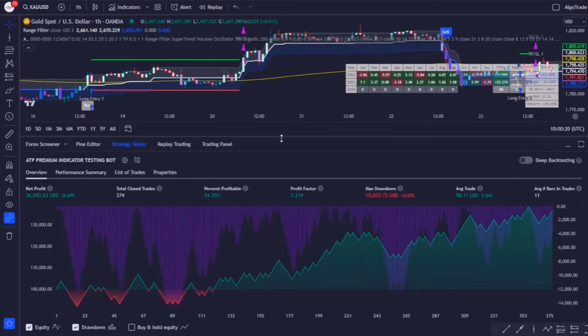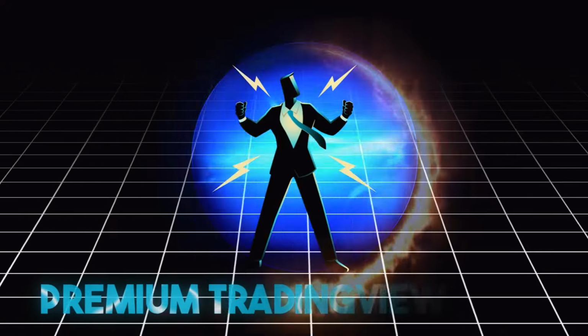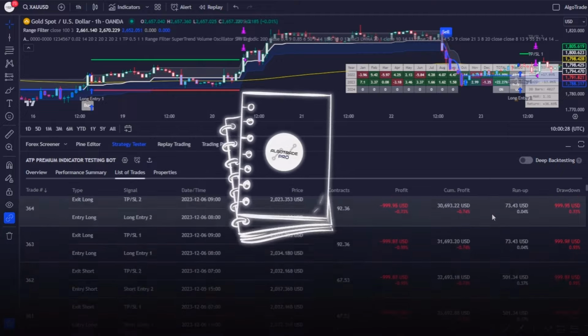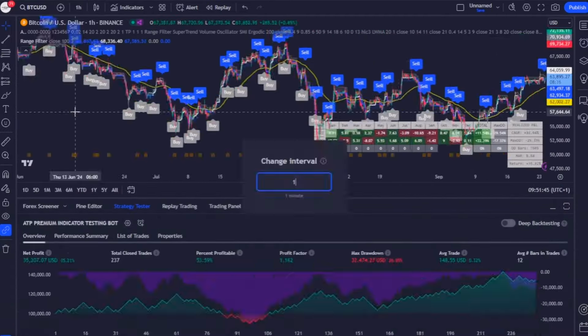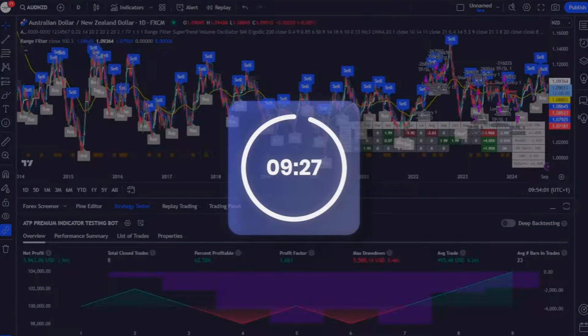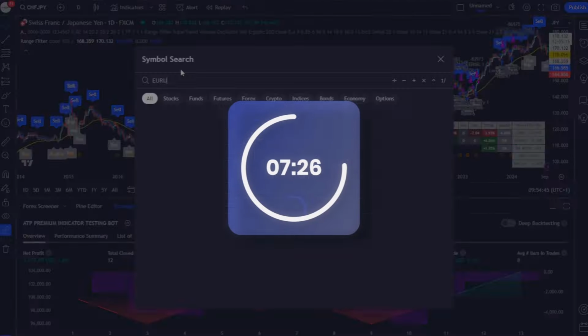the Strategy Tester tab. And since I have the premium TradingView plan, I can download all the trades the bot executes, which I will use to create the trading journals. I will speed up this part of the video, but you can slow it down in the YouTube settings. I will see you in a minute.